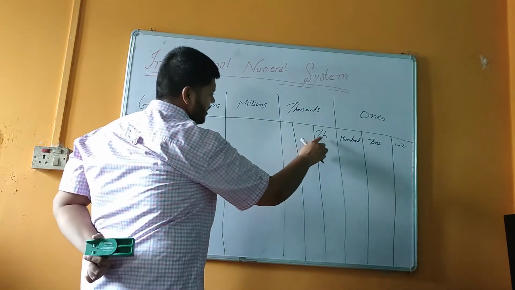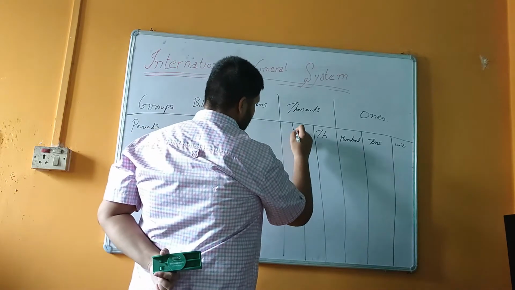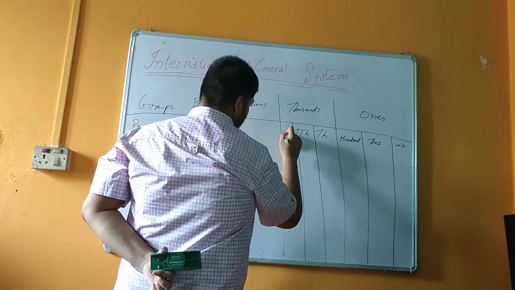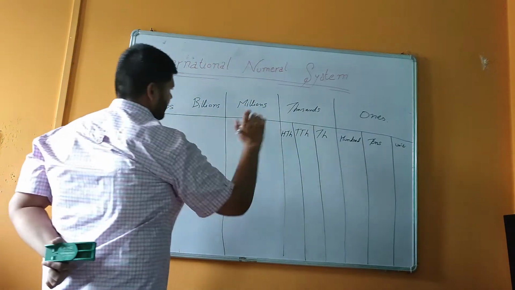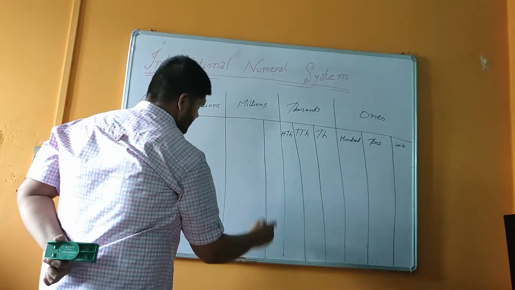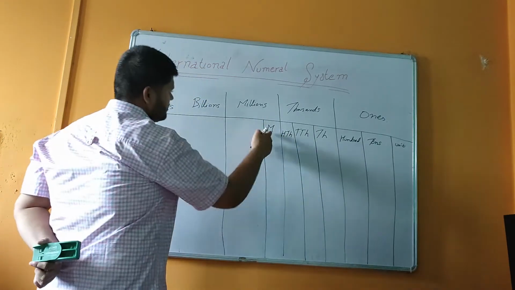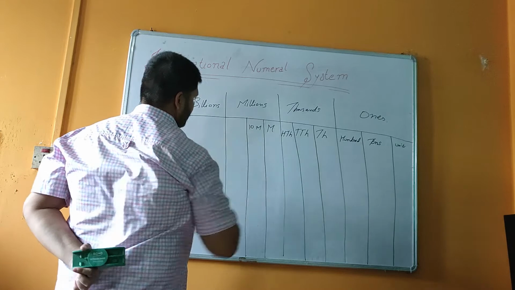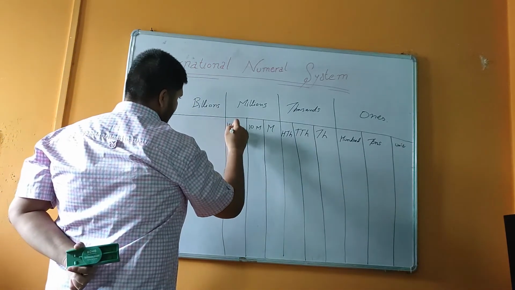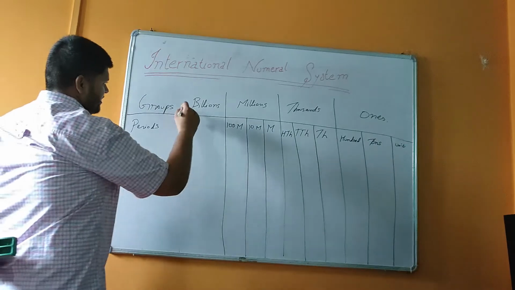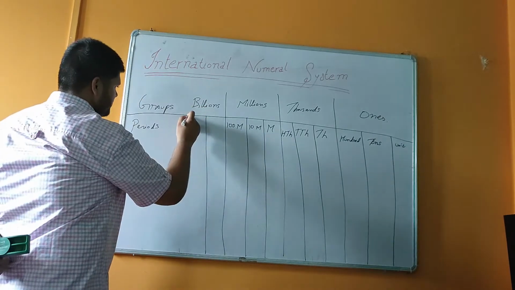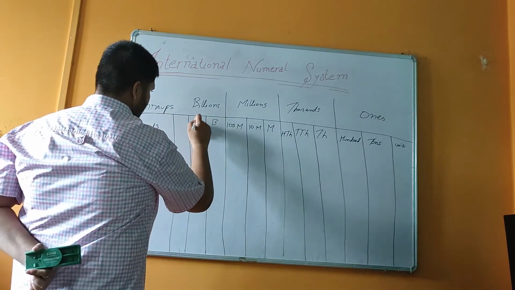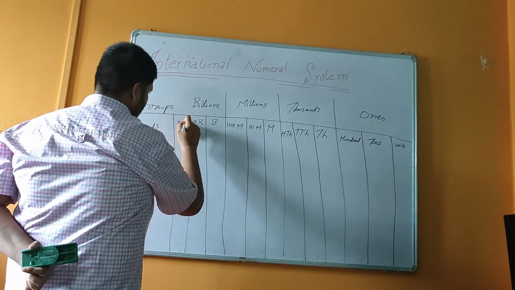In thousands, I am writing a shortcut: TH means thousand. TTH means 10,000. HTH means 100,000. Then you have millions, simply written M. M means millions. Then I am writing 10 million, 10M, and then 100 million, 100M. In the billions also you will have three columns: this is billion, this is 10 billion, this is 100 billion.